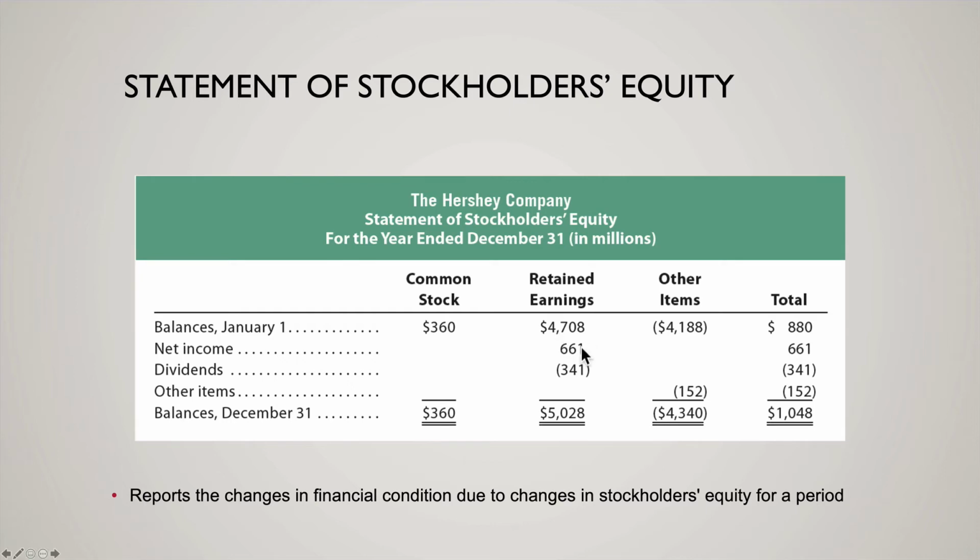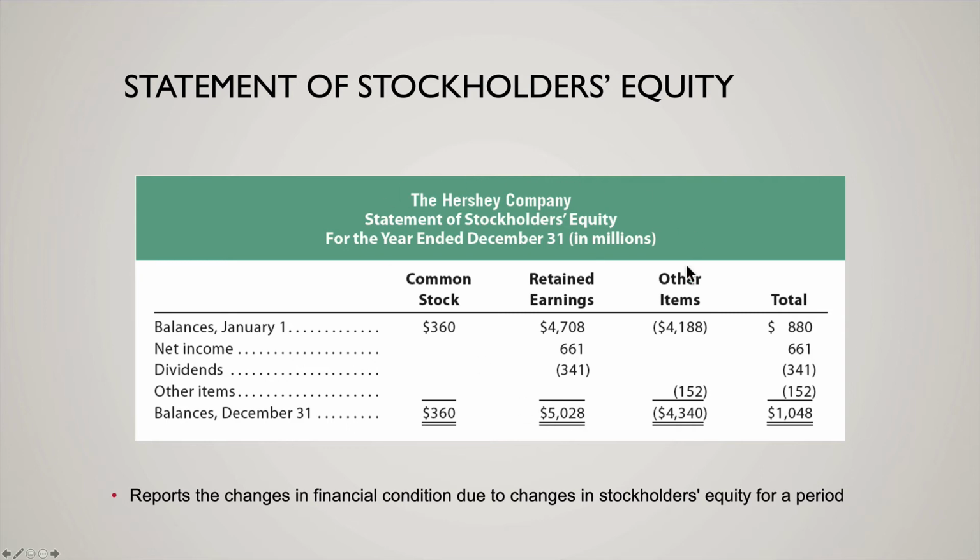Okay, you just see how this number here, the 661, is what we got from the other statement. We reduce that by distributing dividends, and that leaves us with a balance in retained earnings at the end of the day of $5 billion.